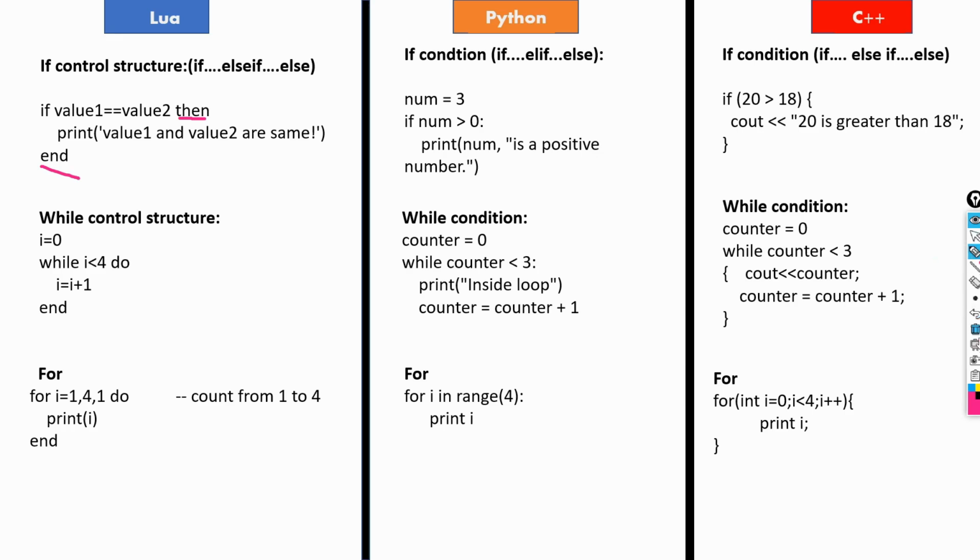And one more thing you should notice: in C++, it's if, then else if, then else. In Python, if, elif, these are together, if, then else. And this is similar to C++, if, else. Look, some things in Lua are similar to Python, some are similar to C++. That's why I'm telling you all those things so that you can understand Lua properly.